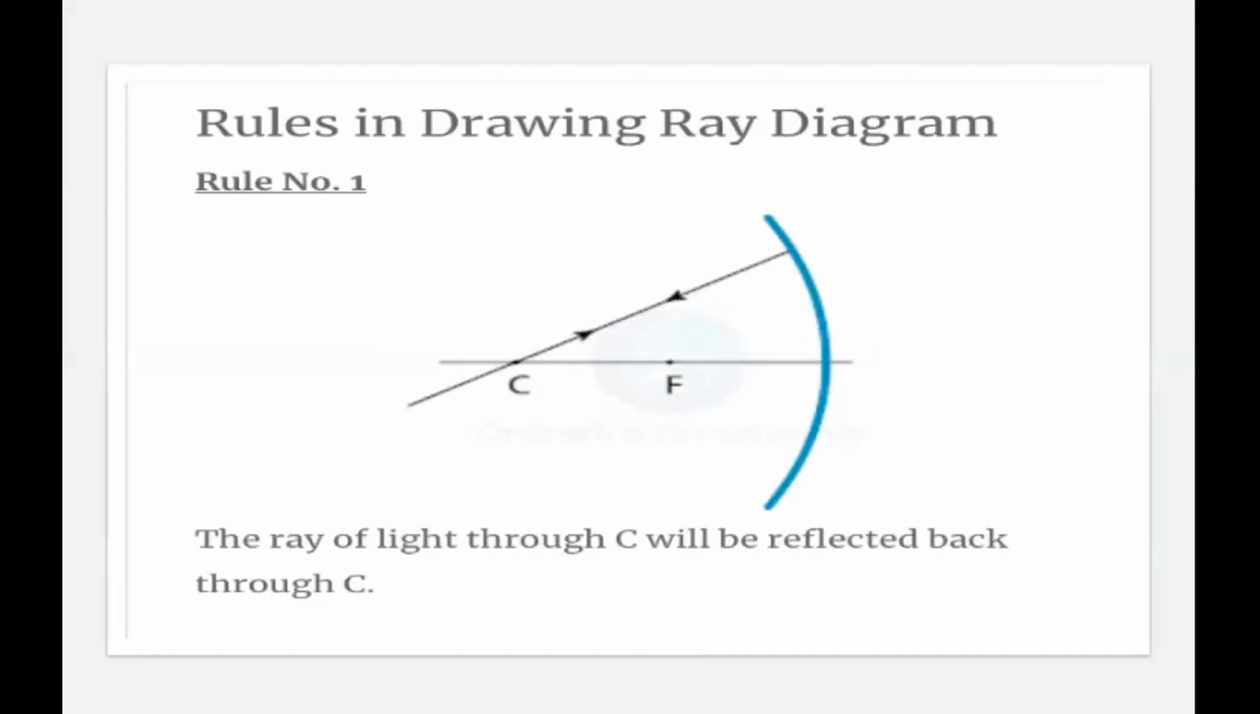Rule number 1, the ray of light through C will be reflected back through C. Means if the ray of light is passing through the center of curvature, it is being passed undeviated. There is no bending of the ray of light. So whenever the ray of light is passing through the center of curvature, it would pass undeviated.